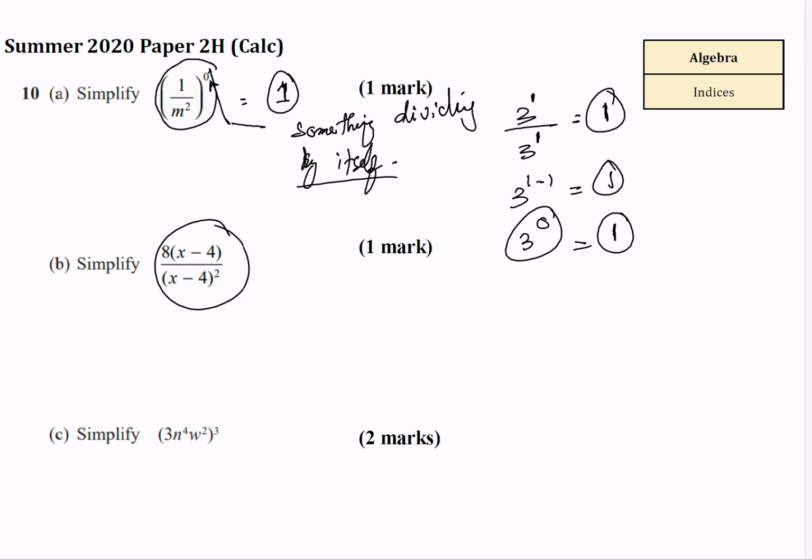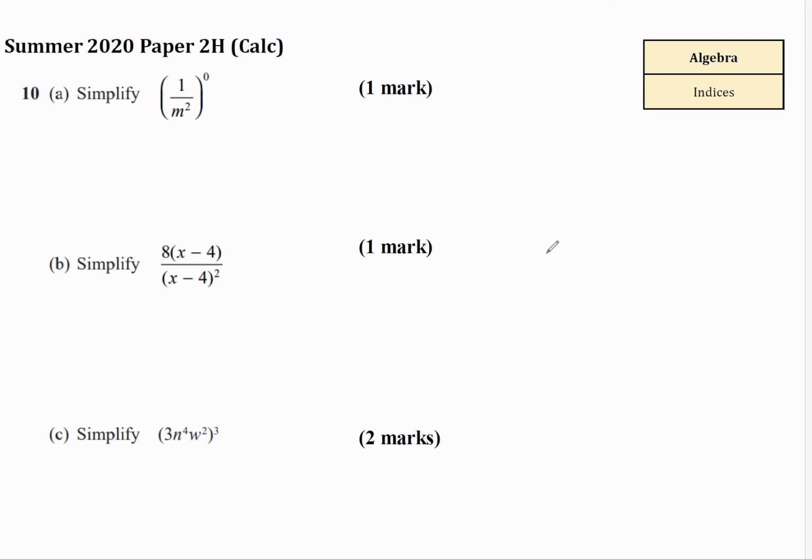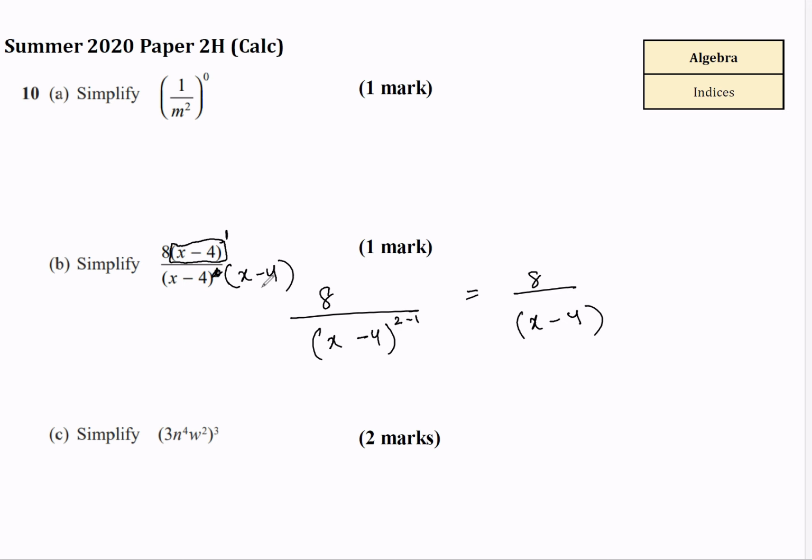Now this question. Again, simplest question ever. 8 times (x minus 4) is written as a factor. In the denominator you can move this x minus 4 power 1, 2 minus 1, and then your answer is 8(x minus 4). Alternately, you can say that this is a square, meaning (x minus 4) is written twice, and then you can cancel this x minus 4 with this. Again, you have the same answer.